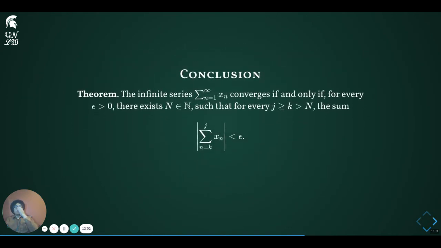So, to summarize everything so far, we have the theorem. The infinite series summing x sub n converges if and only if for every epsilon positive, there exists an index N such that for every j larger than k larger than N, the sum from the kth to the jth term of x sub n, taken in absolute value, is less than epsilon. Note that the absolute value is applied after taking the sum, not before.